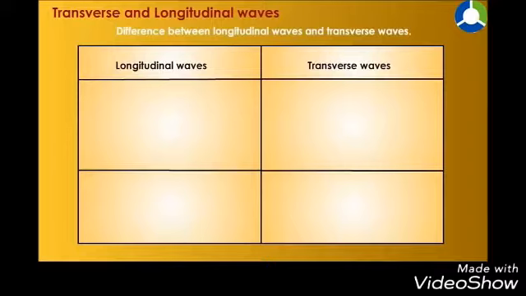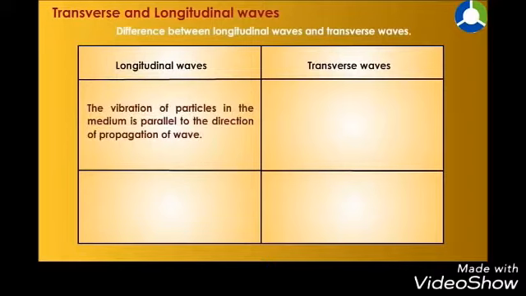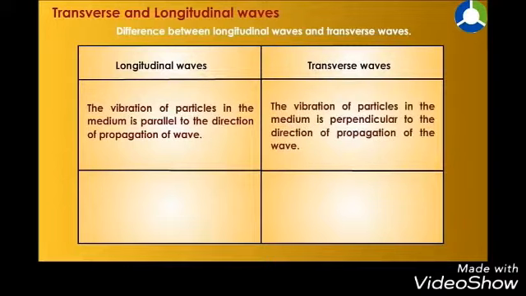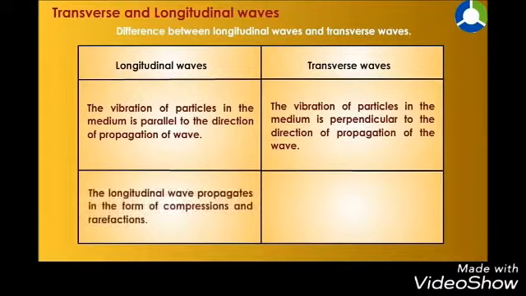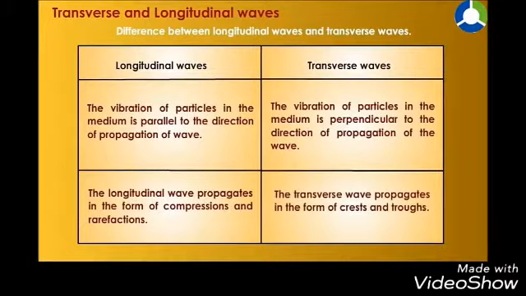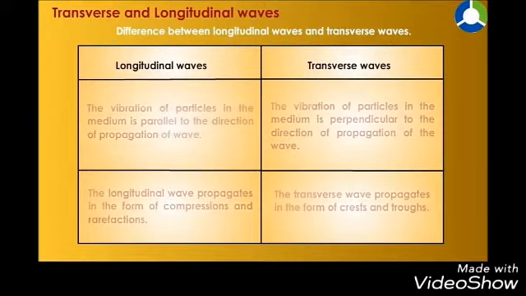Difference between longitudinal waves and transverse waves. In longitudinal waves, the vibration of particles in the medium is parallel to the direction of propagation of the wave. In transverse waves, the vibration of particles in the medium is perpendicular to the direction of propagation of the wave. The longitudinal wave propagates in the form of compressions and rarefactions. The transverse wave propagates in the form of crests and troughs.